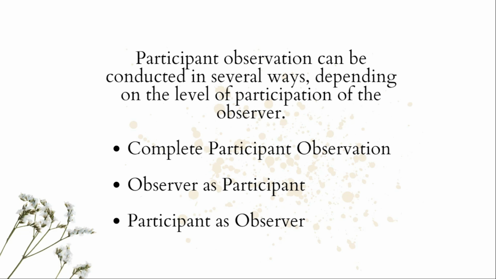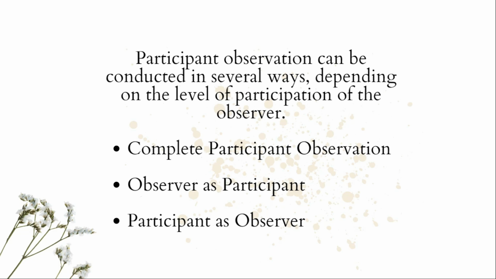Then there is observer as participant. In this type of participant observation, the observer takes part in the activities of the group being studied, but their role as a researcher is known. The observer may participate in some activities but may also step back and observe from a distance. This method is useful when the researcher wants to gain a more in-depth understanding of the group's behavior and interactions.